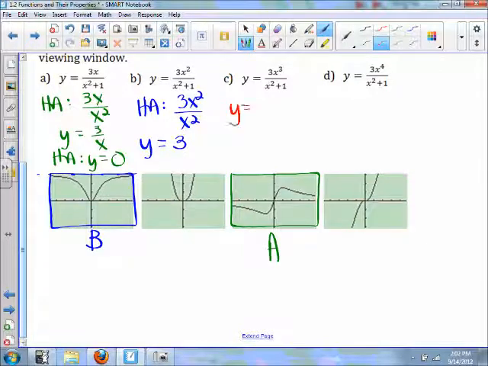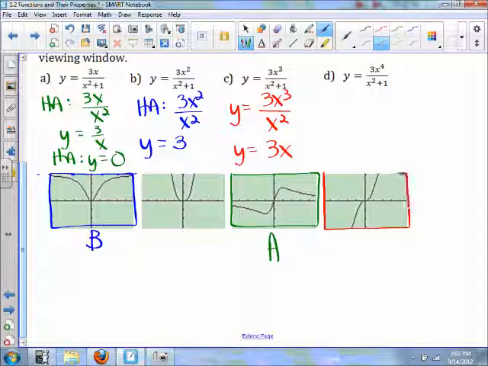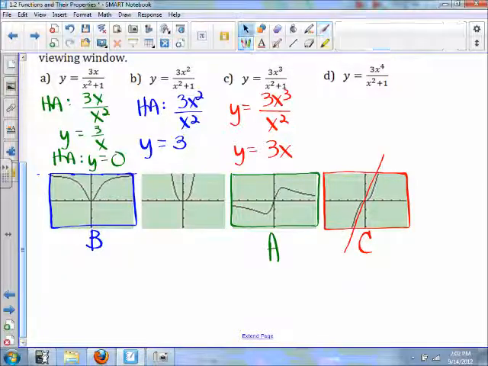Now for C, it's not so much going to be a horizontal asymptote. Let's do this. Y equals 3x cubed over x squared, which means y will equal 3x. That's really going to be a slant asymptote. That means this one here will be y equals 3x. This will be C. Here is the line y equals 3x.